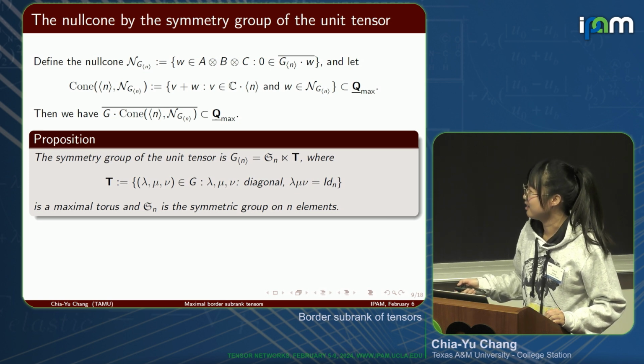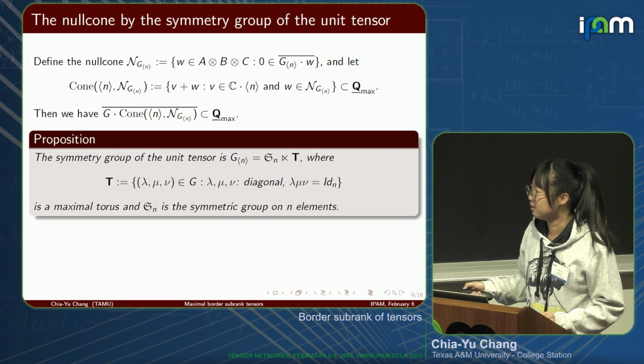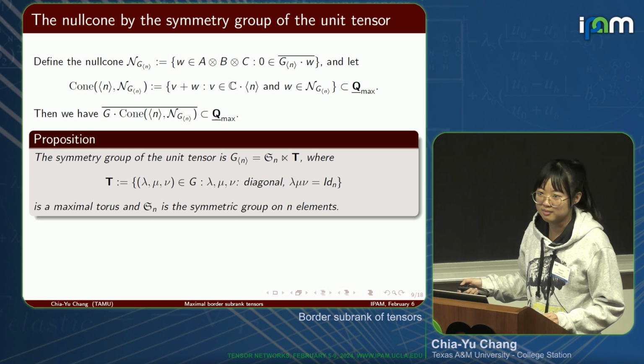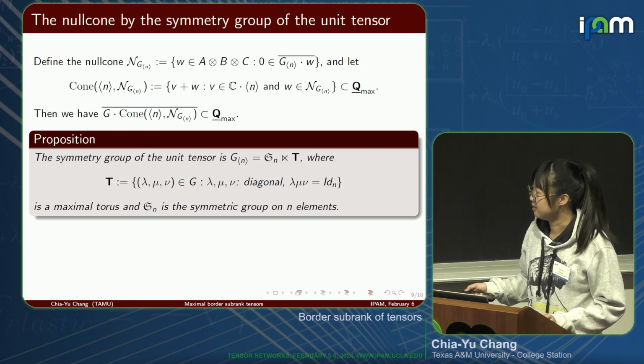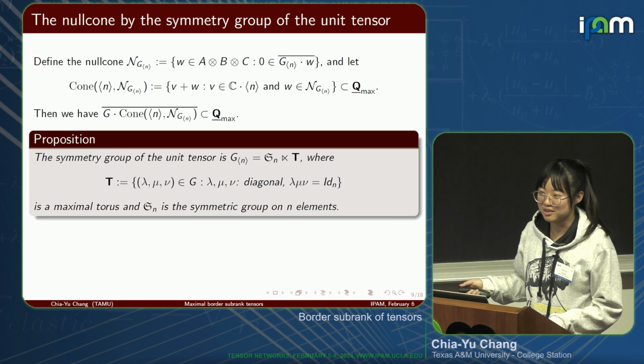So it is actually equal to the semi-direct product of Sn and T, where T is a maximal torus, which is tuples of three n by n diagonal matrices such that the product of them is equal to the identity matrix, and Sn is the symmetric group on n elements. And so this T would have dimension 2n.